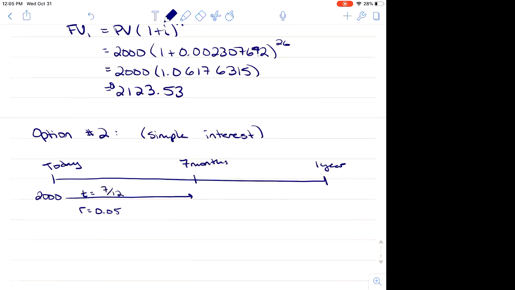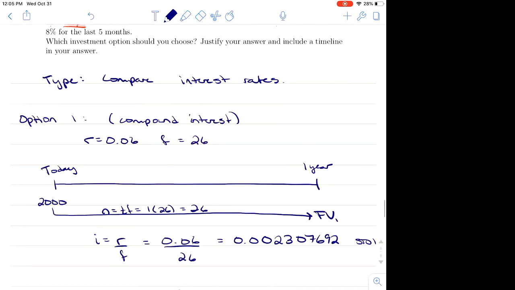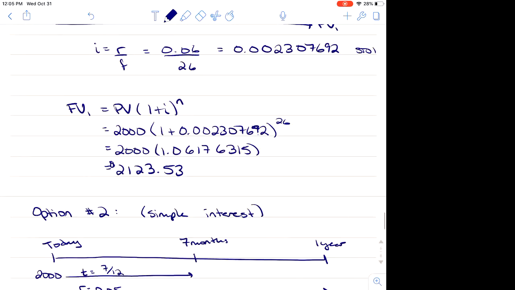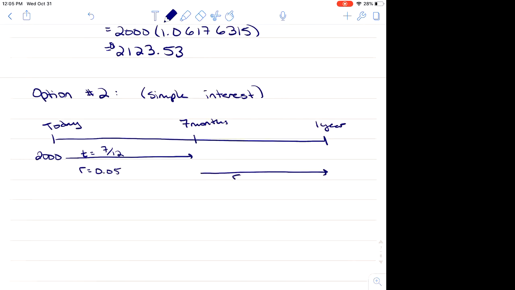And then the rate changes for these remaining 5 months. Right, and they're 8%. So here we've got a rate of 0.08 for a time of 5/12. So here we get future value of option 2.